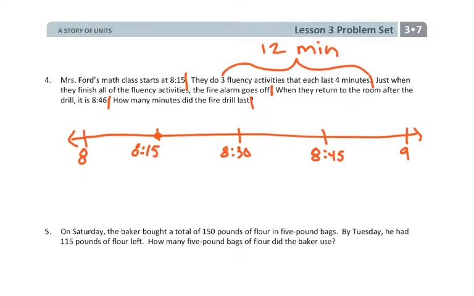So, 8:15 plus 12 minutes would give us 8:27. So I'm going to make that right about, use a different color, right about here. And this is 8:27. Okay, so that is when the fire alarm goes off.